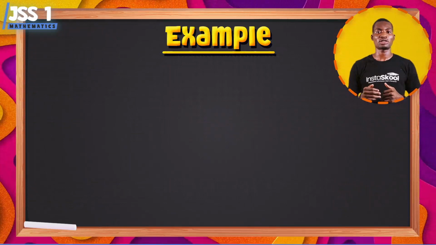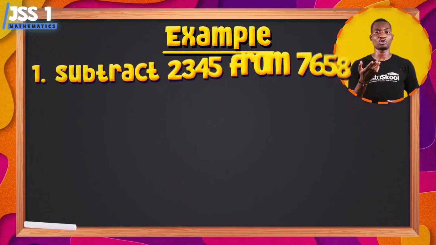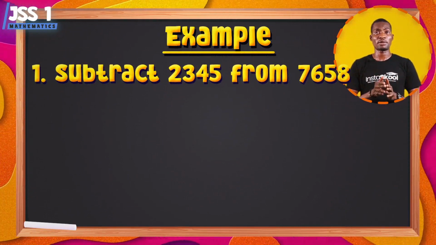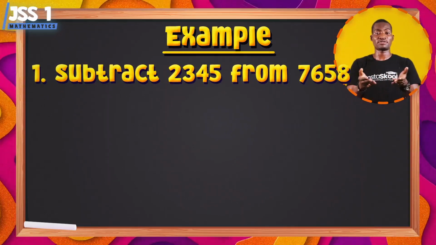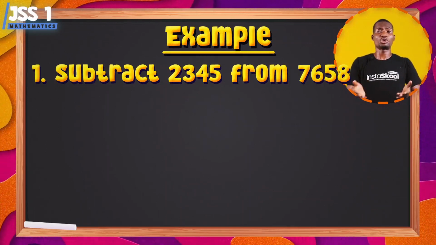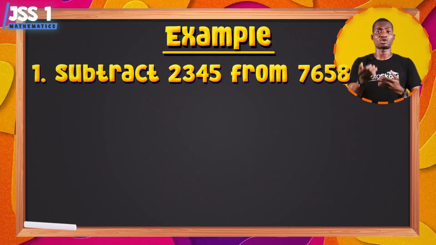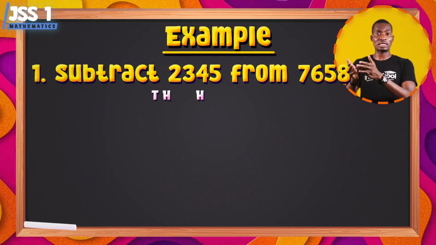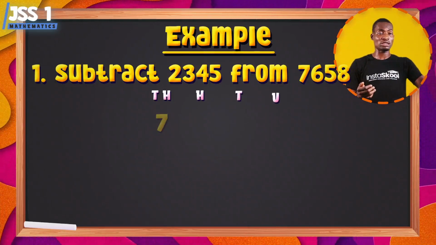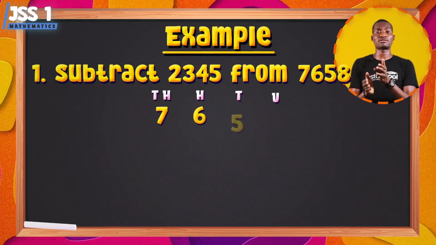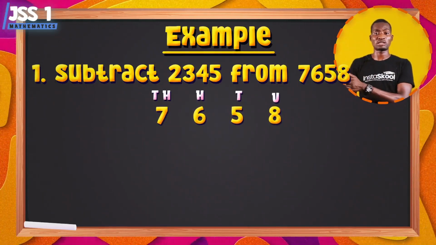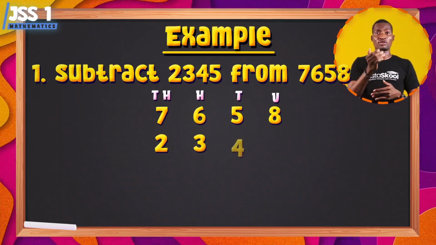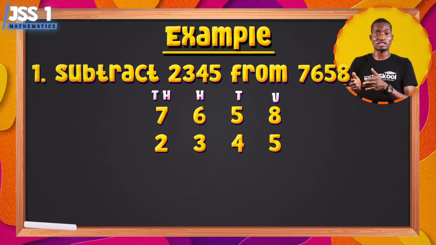The next series of examples we are going to consider now is the subtraction. The first example under subtraction is 2,345 is to be subtracted from 7,658. Just like we did during the addition, the first step is to write the place values: thousand, hundred, tens, and unit. 7 under thousand, 6 under hundred, 5 under tens, and 8 under unit. 2 under thousand, 3 under hundred, 4 under tens, and 5 under unit.